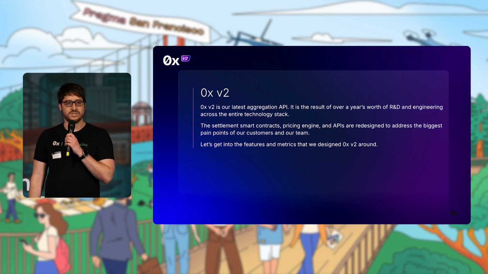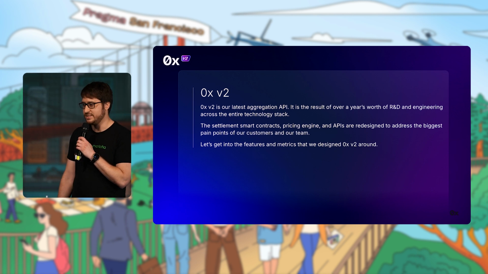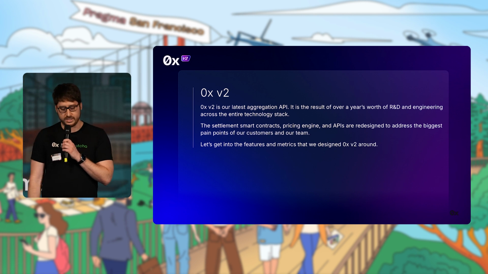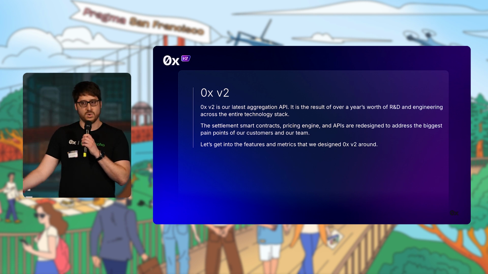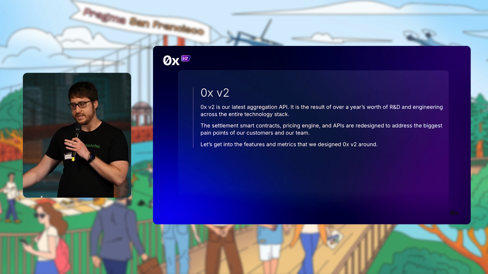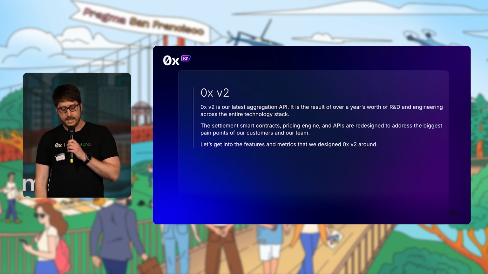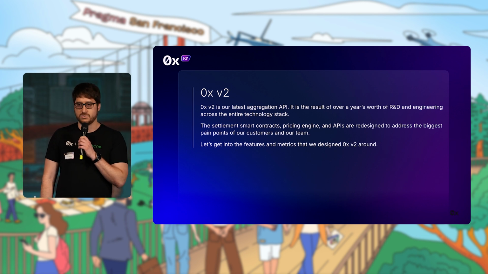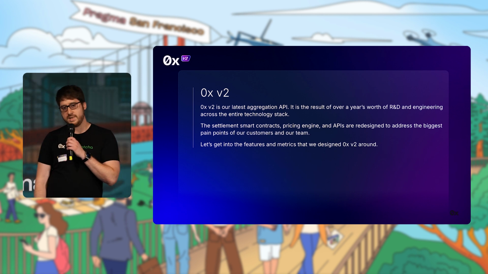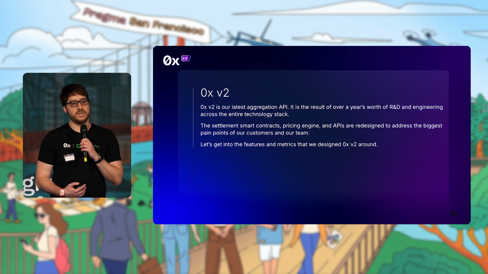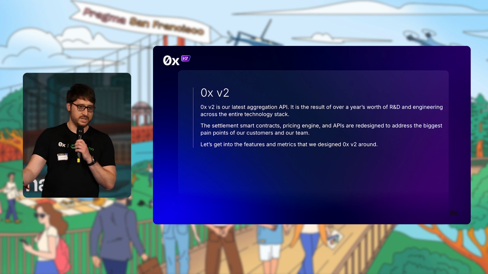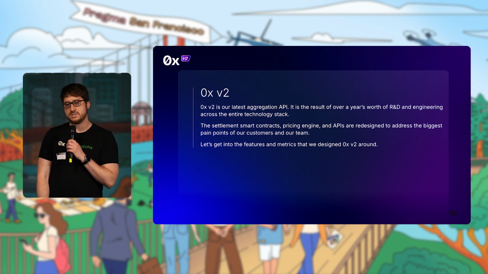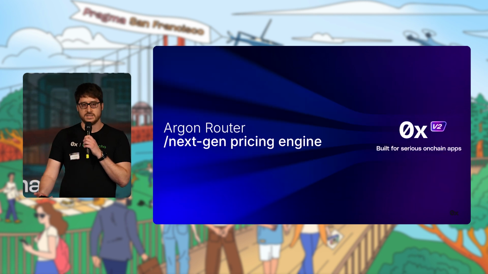It's difficult to prioritize such a large change within the company, but we decided that this would be the most impactful thing that we could possibly do, given that we were on this very functional but legacy architecture from before. Our smart contracts, our pricing engine, and our APIs were completely redesigned to address the biggest pain points of our customers and our own internal pain points, which ultimately end up impacting the customers. So yeah, I'll get into some of the features and the metrics that we designed 0x v2 around.